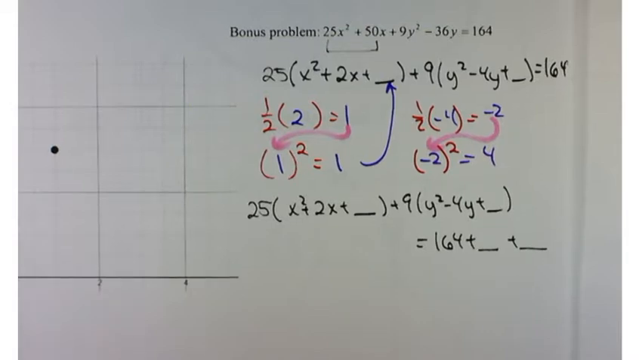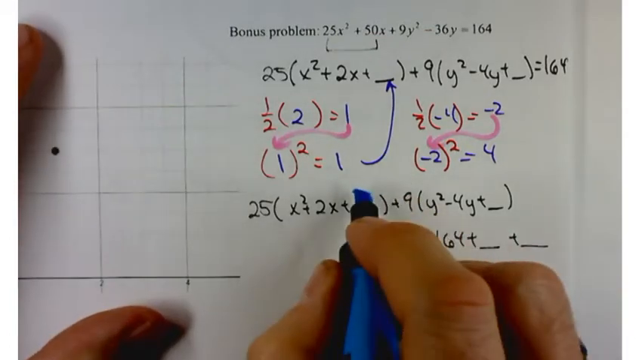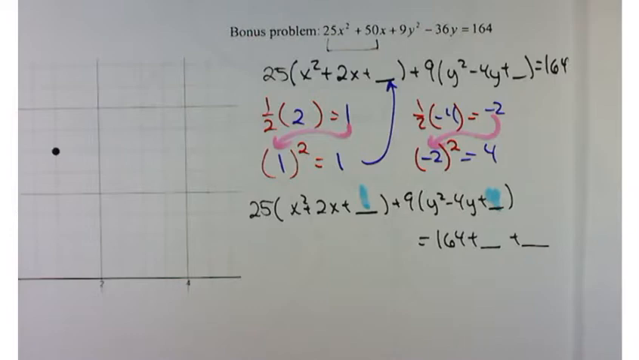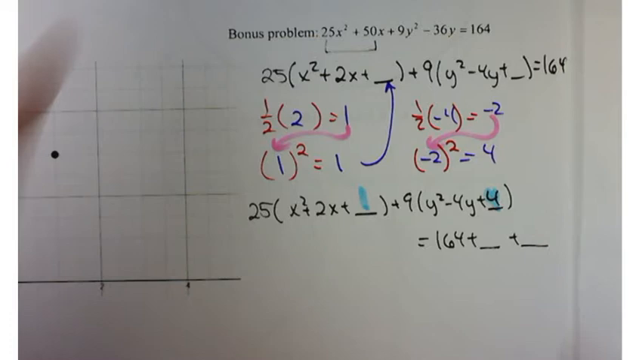So let's put those numbers into our problem. So I'll put a 1 here and a 4 here. And that 4 is not showing up so good. Let me try and make it a little bit more clear. 4.